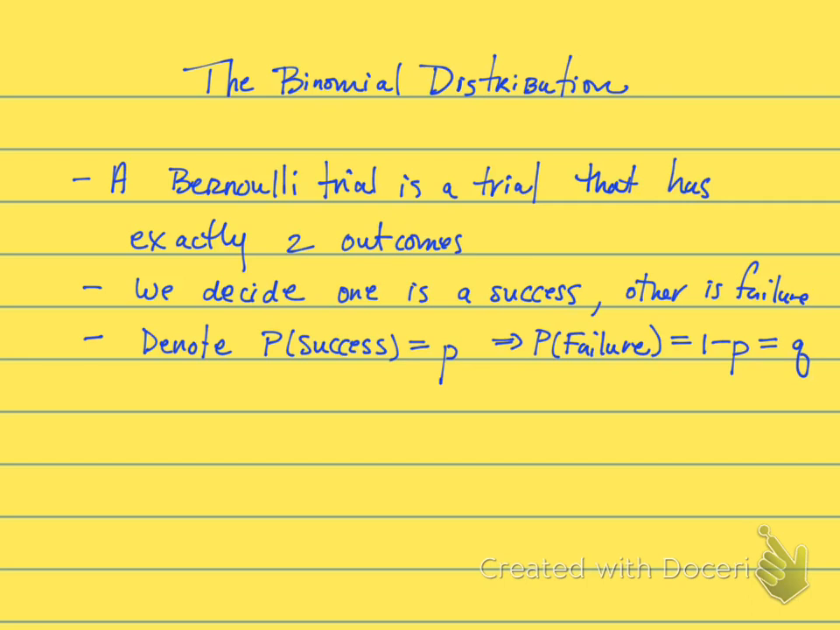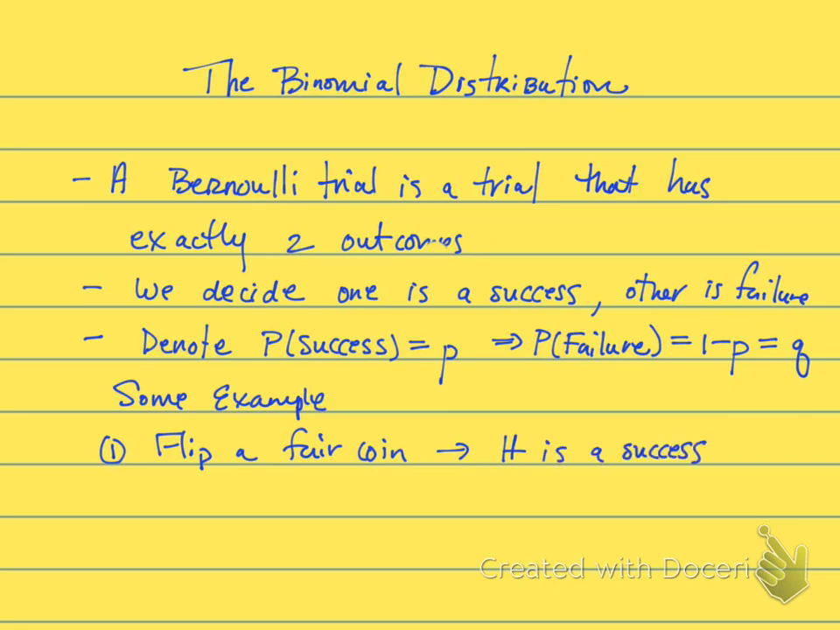All right, so some examples. Most common one is that you flip a fair coin. Now, you have to decide what's going to be success. So we'll say heads is a success. There's only two outcomes, which means tails is a failure. That's a classic example of a Bernoulli trial. The probability of success then, since it's a fair coin, is 1/2, which is the same as the probability of failure in this particular case. 1/2, 1/2.